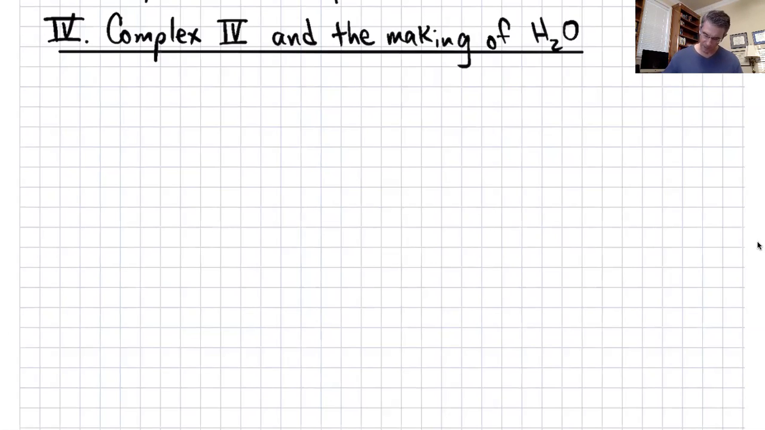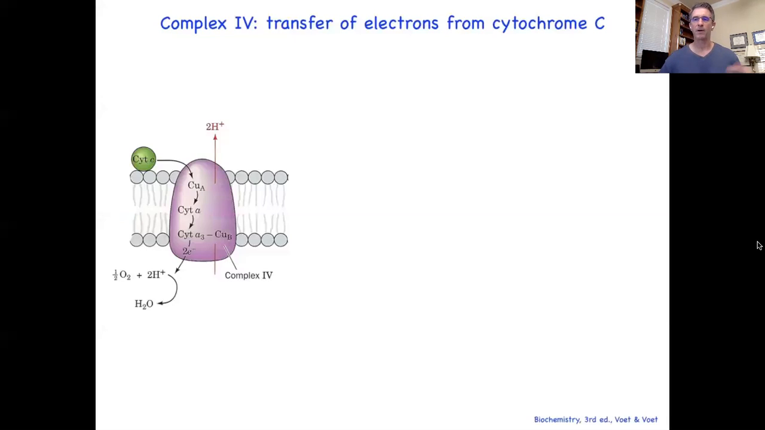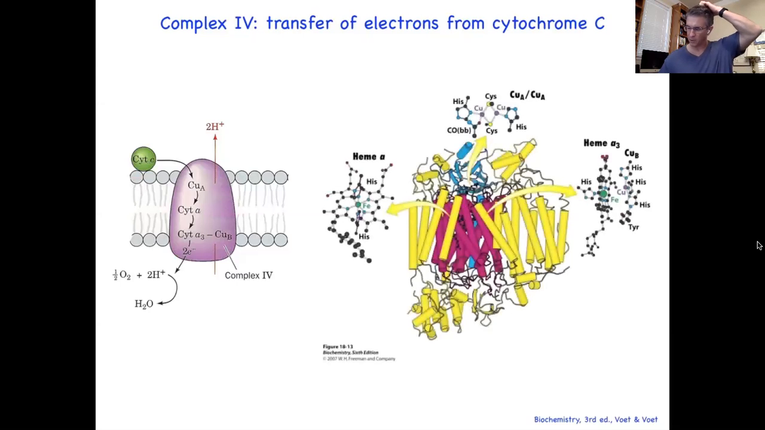Okay, so if we go back over here, again, we're at our final complex, complex 4, right? We've got this reduced cytochrome C, so it's C-type cytochrome covalently bound inside that little 100 kD protein, and we're now going to pump these into this large terminal complex, complex 4. It's about 160 or so kilodaltons, 13 subunits. Again, a fairly big complex.